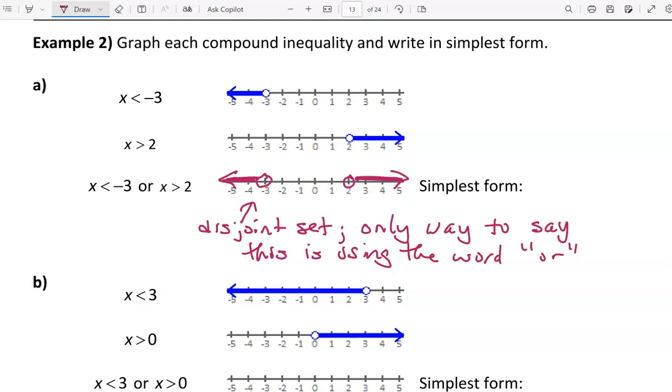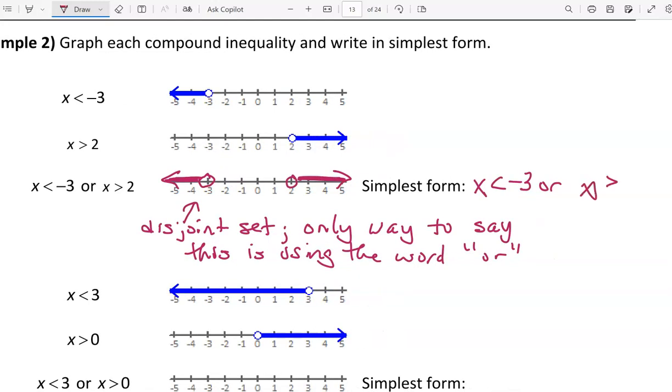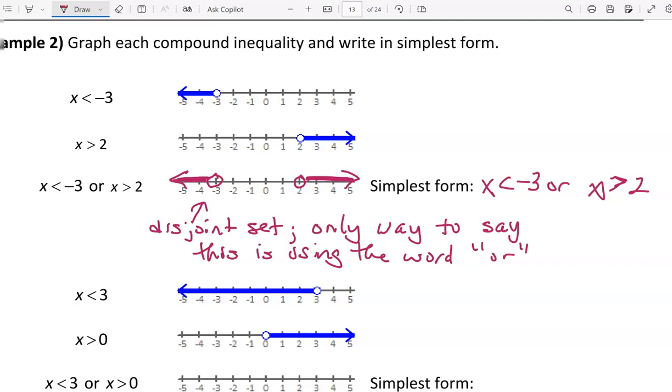So, when I write down in simplest form, I can simply say x is less than -3 or x is greater than 2. Now, the order of those two statements doesn't really matter. You can write either one first or second. I just always write them down in the order that they are shown on the number line from left to right.